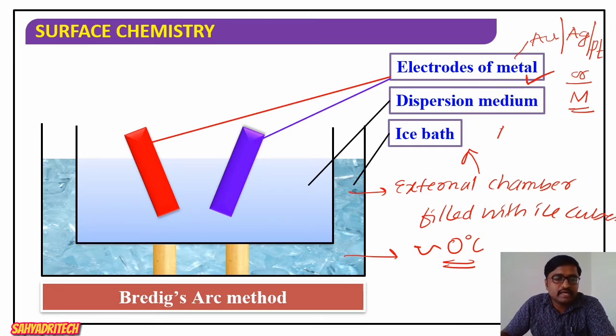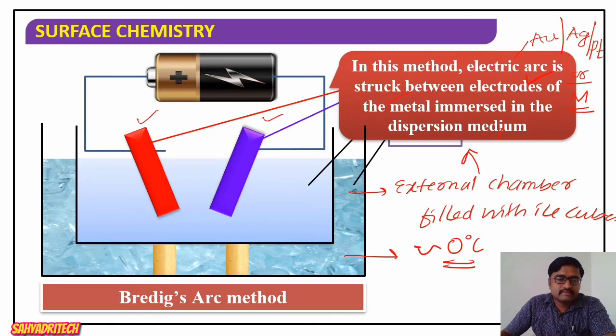So first we have taken a vessel filled with ice bath. In this external vessel, we are going to place one more vessel filled with a suitable dispersion medium. Next, the electrodes of the metal whose sol is to be prepared are immersed in the dispersion medium. These are the two electrodes immersed in the dispersion medium. Further, these electrodes are externally connected to a battery, or you can say a source of electricity.